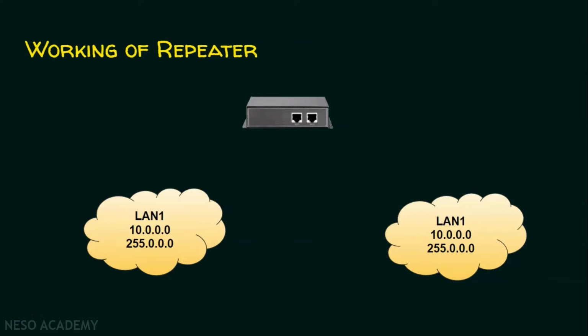In that case, if building number 1 has 10 computers and building number 2 has 10 computers, and we want the 10 computers in building number 1 to communicate with the 10 computers at building number 2, they are in the same network.